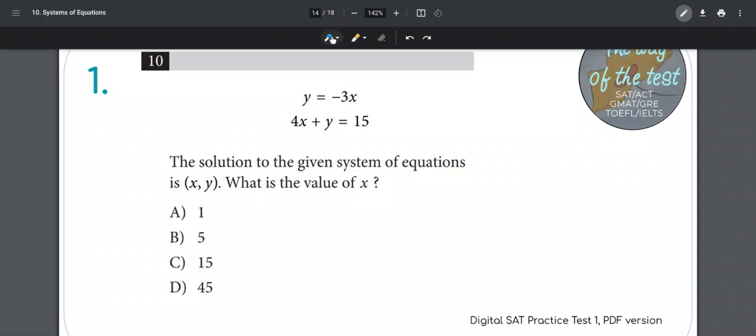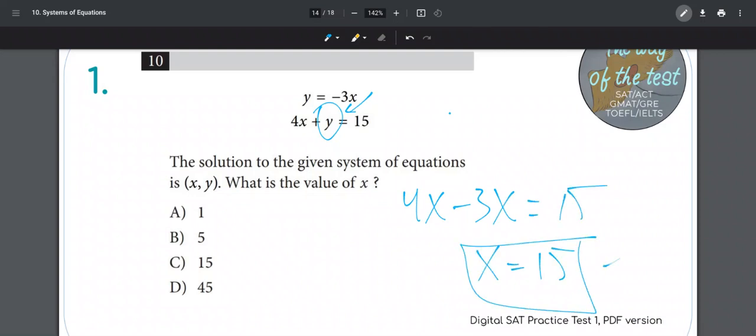Here we can apply the method of replacing one value. So they say y is equal to negative 3x. So we can replace y. Whenever I see the y, I replace it with negative 3x. So I have 4x minus 3x is equal to 15. So I have x is equal to 15. And this is the answer, just by replacing.